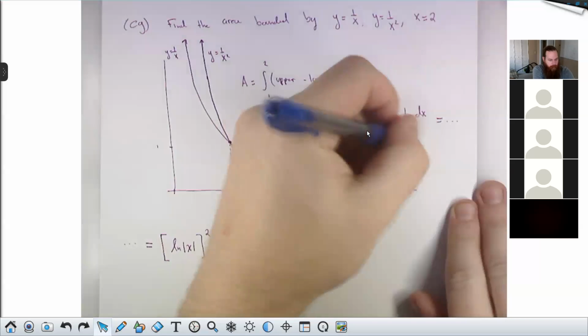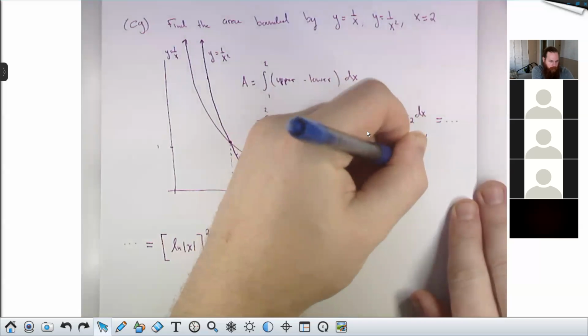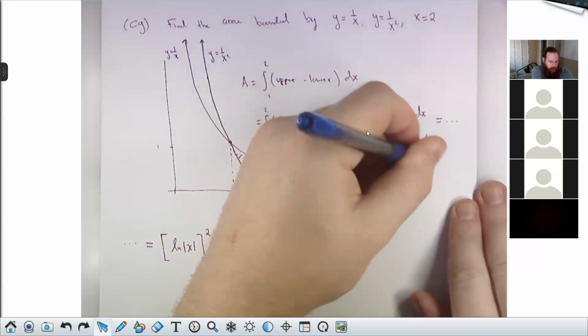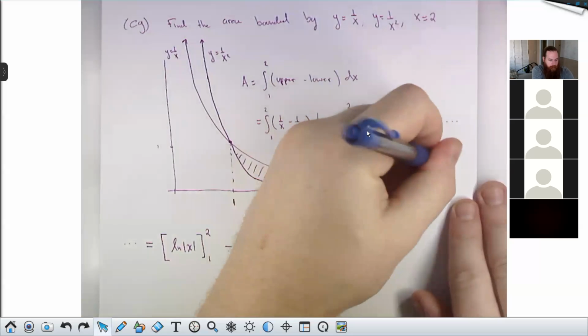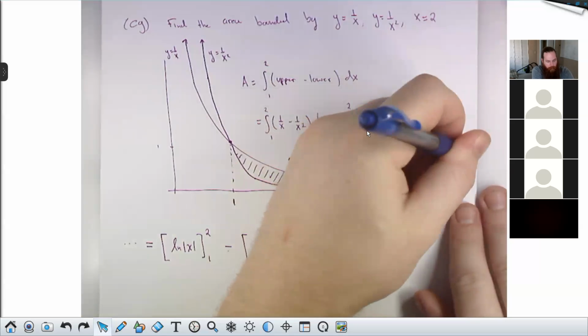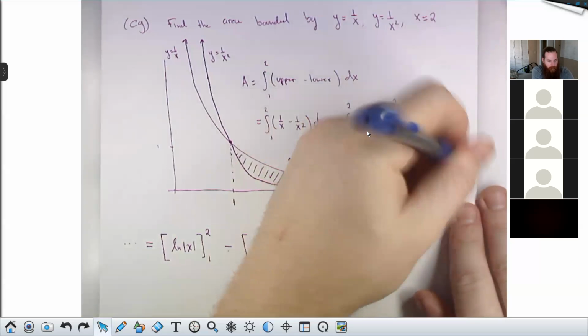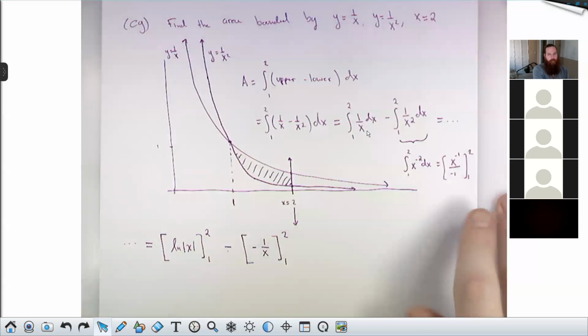So remember this piece right here, we're thinking of as the integral of x to the negative 2 dx. So you'll add 1 to the power, which gives you x to the negative 1, and divide by that new power. And then evaluate that from 1 to 2. The nicer way to write that is as negative 1 over x.